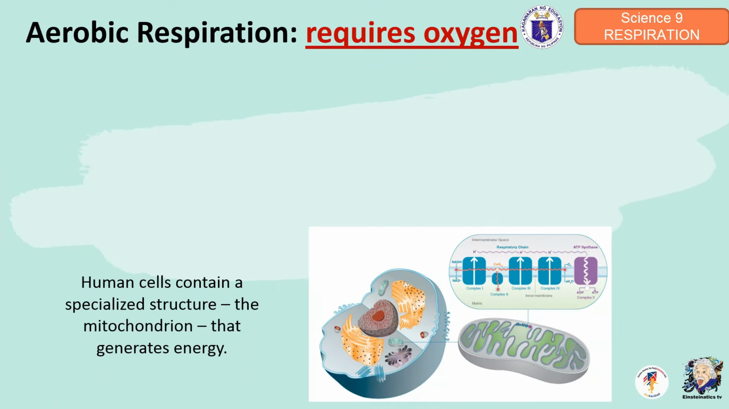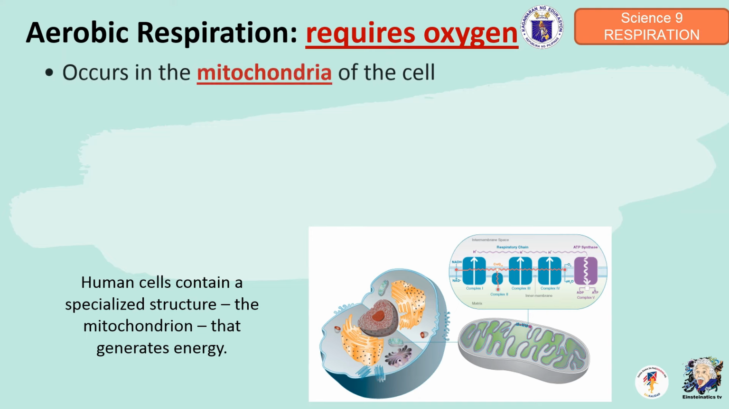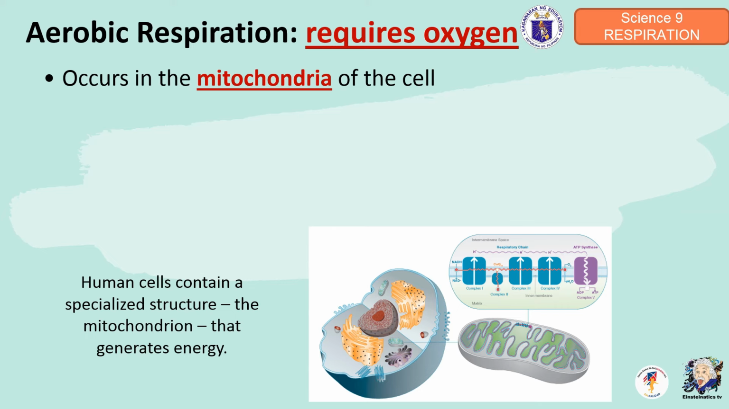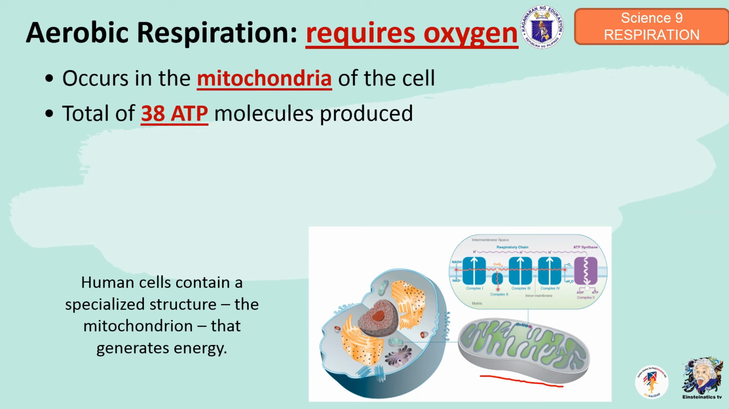Here are the important concepts that you should remember for cellular respiration. Cellular respiration includes aerobic respiration, which requires oxygen. With this, you should always remember that cellular respiration occurs in the mitochondria of the cell. The mitochondria is also known as the powerhouse of the cell because this is where energy is being produced. A total of 38 adenosine triphosphate molecules is produced through aerobic respiration.